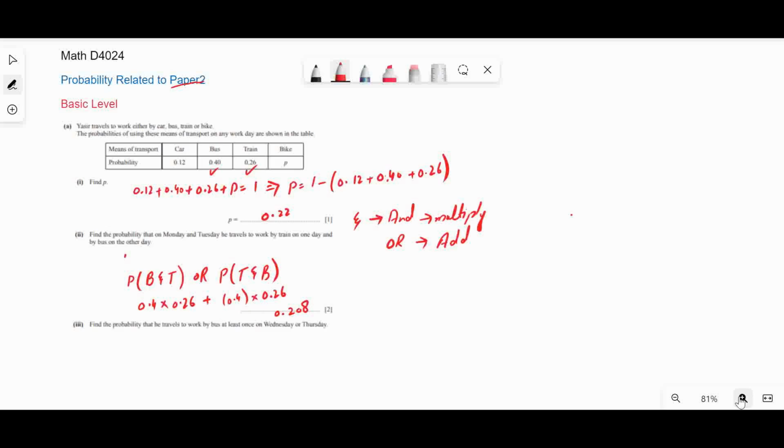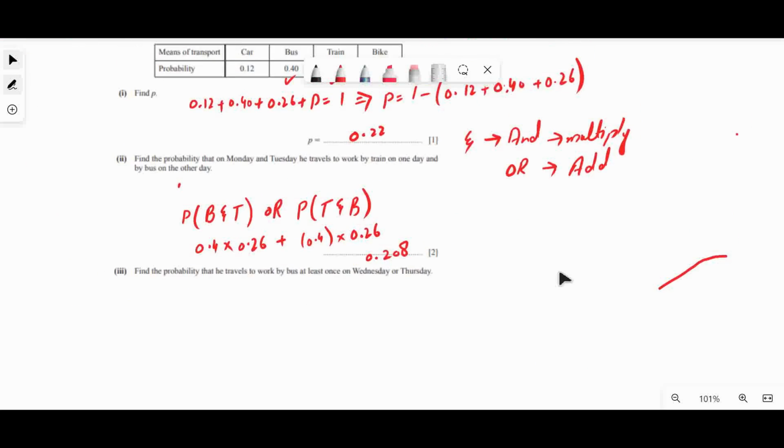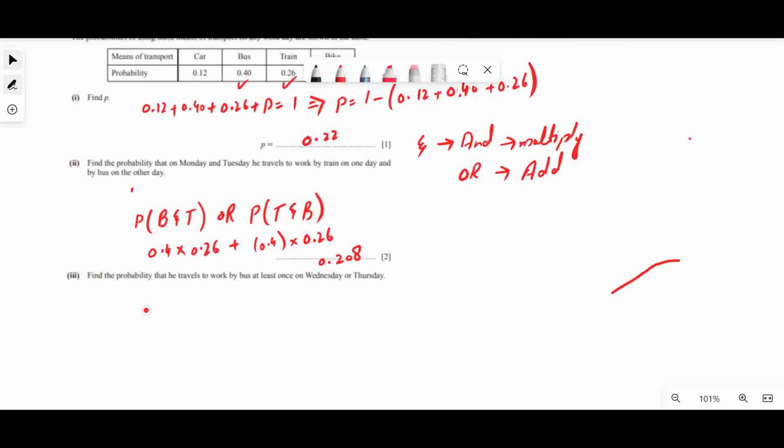In part C, find the probability that he travels to work by bus at least once on Wednesday and on Thursday. Now, what does it mean? We know that the probability that he travels to work by bus is 0.4. So the probability of not traveling to work by bus will be 1 minus 0.4, which will be equal to 0.6.